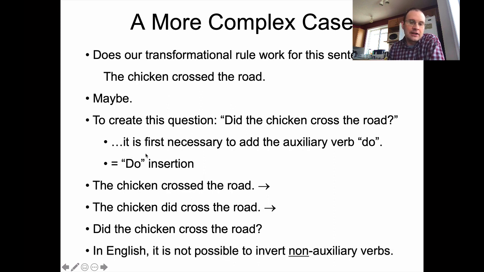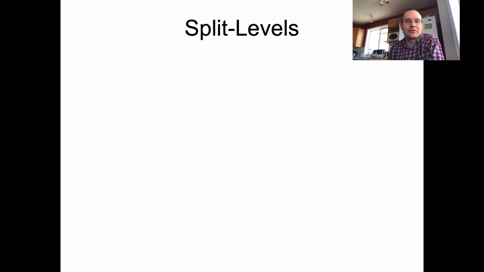In English, you can't invert non-auxiliary verbs like crossed, or basically any other kind of verb except for like is, have, can, could, and so on and so forth that we saw before. If you go back to Shakespeare's time, back in the old days, they could actually still invert non-auxiliary verbs, and maybe Romeo could say "cross the chicken the road." Who knows why he would? But those are cases that no longer obtain in English. We can't do this anymore. We have to have an auxiliary verb there to make this transformation work.